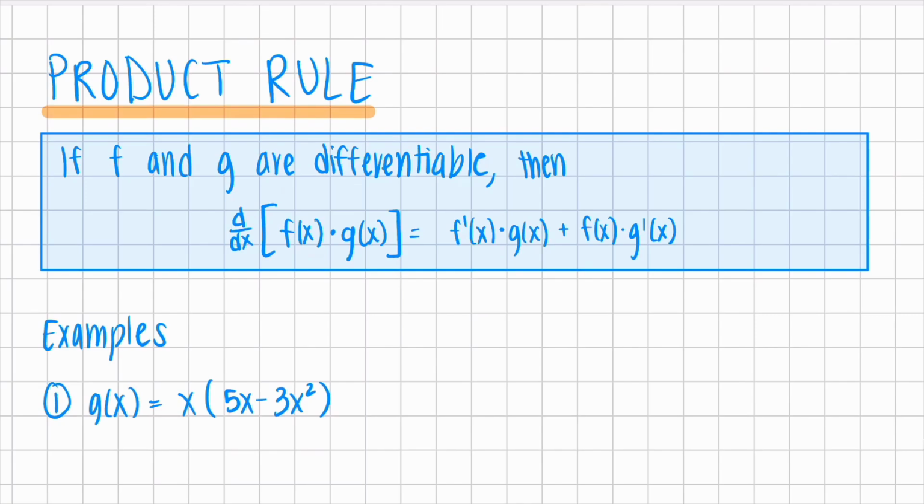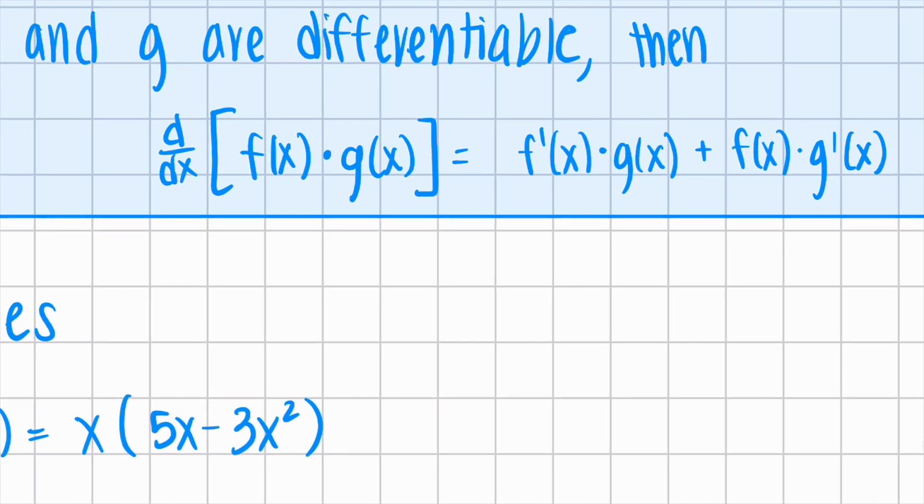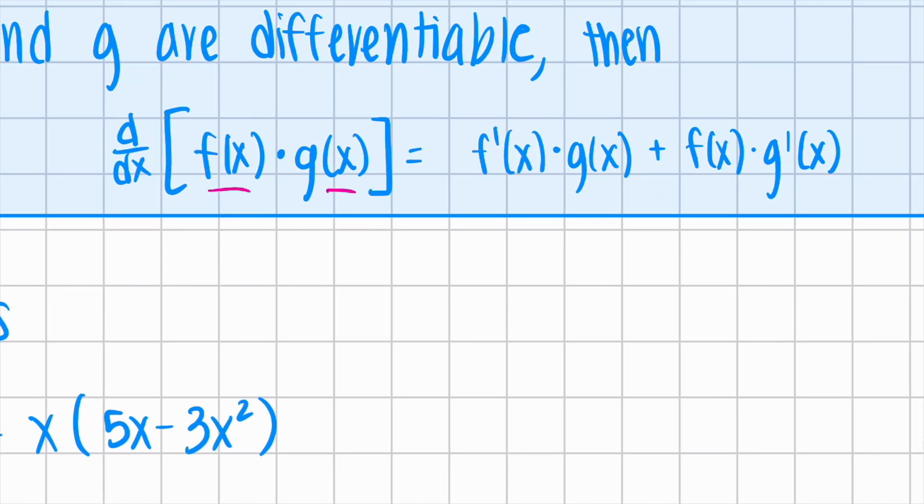This video covers taking derivatives using the product rule. So we have our product rule written out down here. If f and g are differentiable, then the derivative of the two functions multiplied together equals the derivative of the first function times the second function plus the first function times the derivative of the second function.